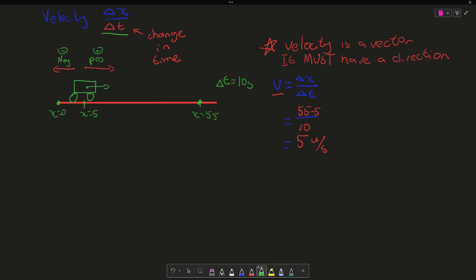So since it goes from here to here, it would be positive. So we could say for our direction specified, 5 units per second, that's positive, so plus 5 units per second. Or you could say 5 units per second [to the right] in square brackets. And both of these ways work as long as you specify a direction, because you must include a direction for velocity.